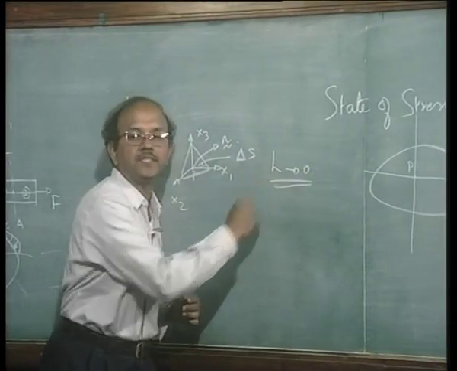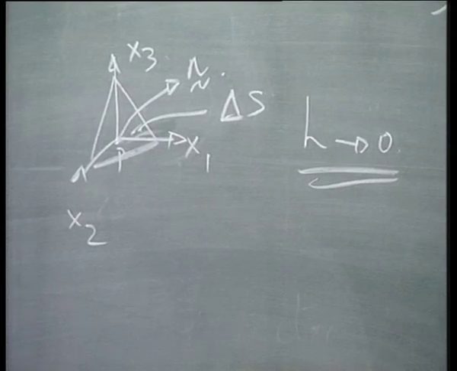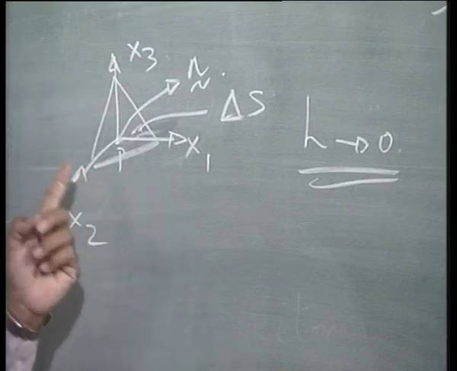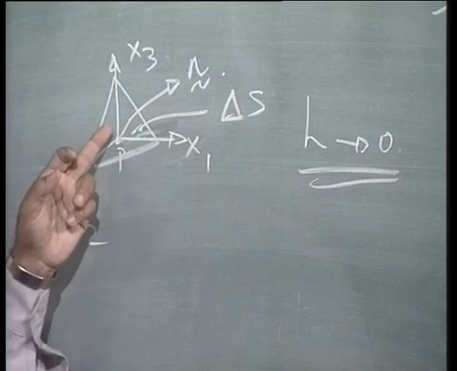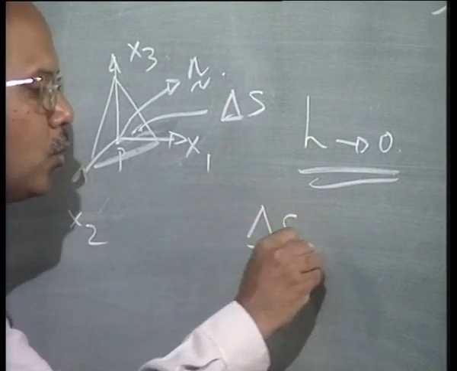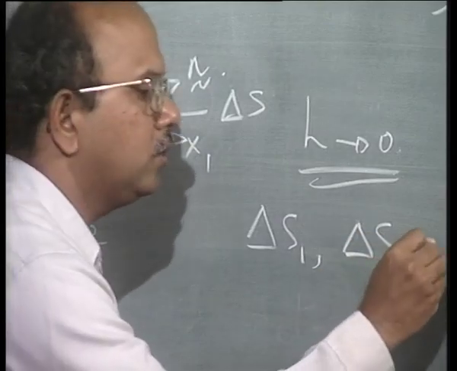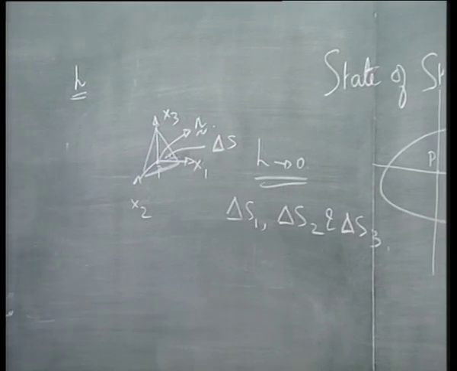What is the result? It has h tends towards 0. So, when h tends to 0, this plane, whose normal is n, will pass through the point P, right? Now, let me say that the three planes whose normals are in the x1, x2 and x3 direction have an area equal to delta S1, delta S2 and delta S3 respectively.